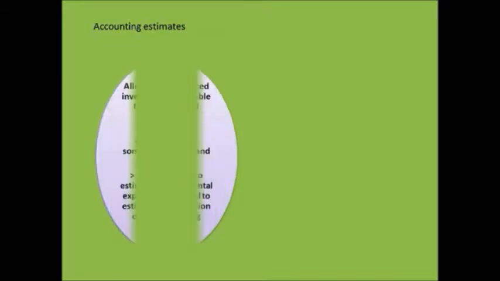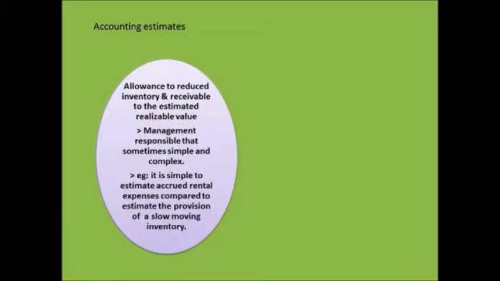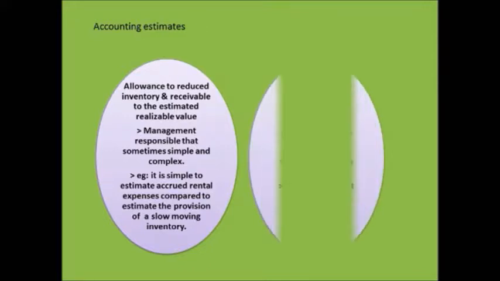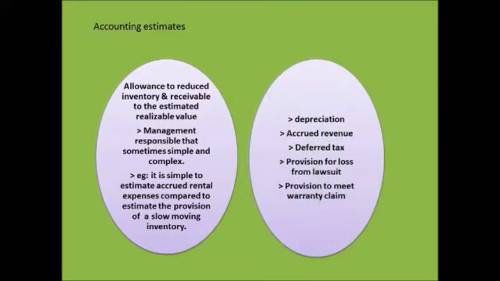Next, accounting estimates. Auditors should obtain audit evidence regarding accounting estimates, such as allowances to reduce inventory and receivables to their estimated realizable value. Management is responsible for estimates, which are sometimes simple and sometimes complex. For example, it is simple to estimate accrued rental expenses compared to estimating the provision for slow-moving inventory.